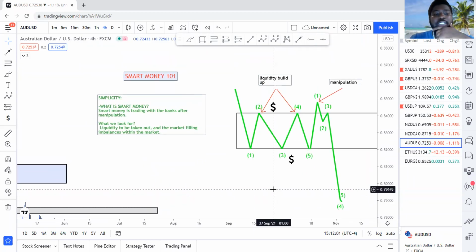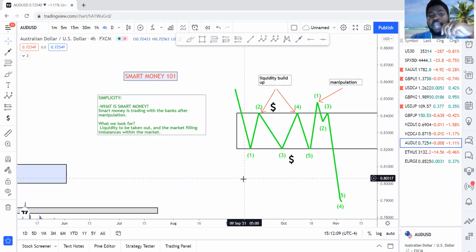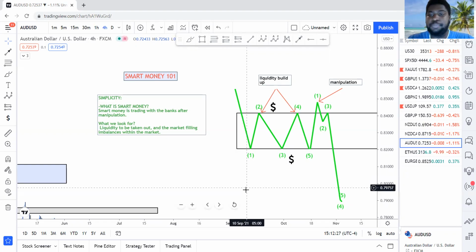And at those areas, they build up liquidity from retail traders and other traders in the market, hedge funds and so forth. And from doing that, they run out liquidity before they make the explosive move. So our goal is to wait for banks to manipulate the market, and then when it's set to correct itself, we get in with the banks.